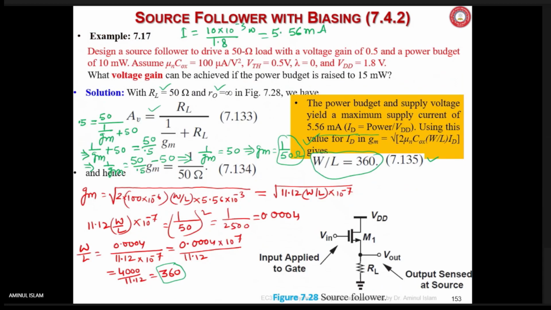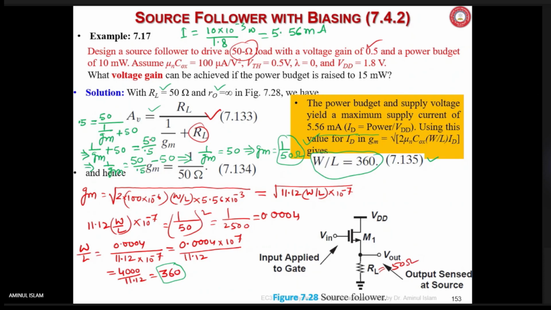Okay. Now, another example: design a source follower to drive a 50 ohm load with a voltage gain of 0.5 and a power budget of 10 milliwatt. Assume mu n Cox equals 100 microampere per volt squared, VTH equals 0.5 volt, lambda equals 0, VDD equals 1.8 volt. So the gain we know is this one. This RL is given as what? 50 ohm. Okay, RL equals 50 ohm.